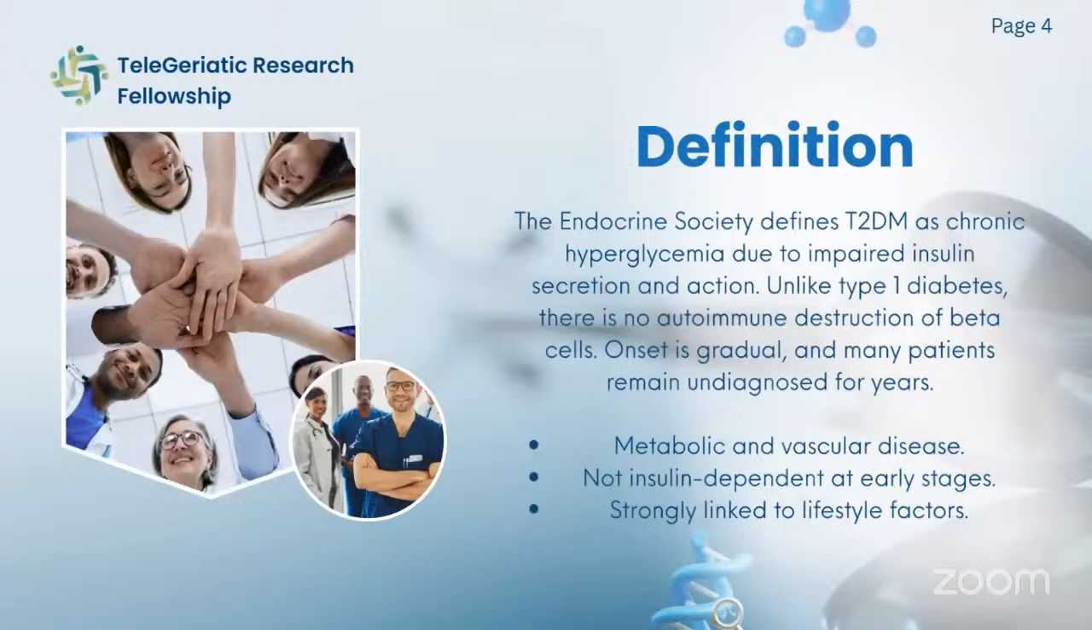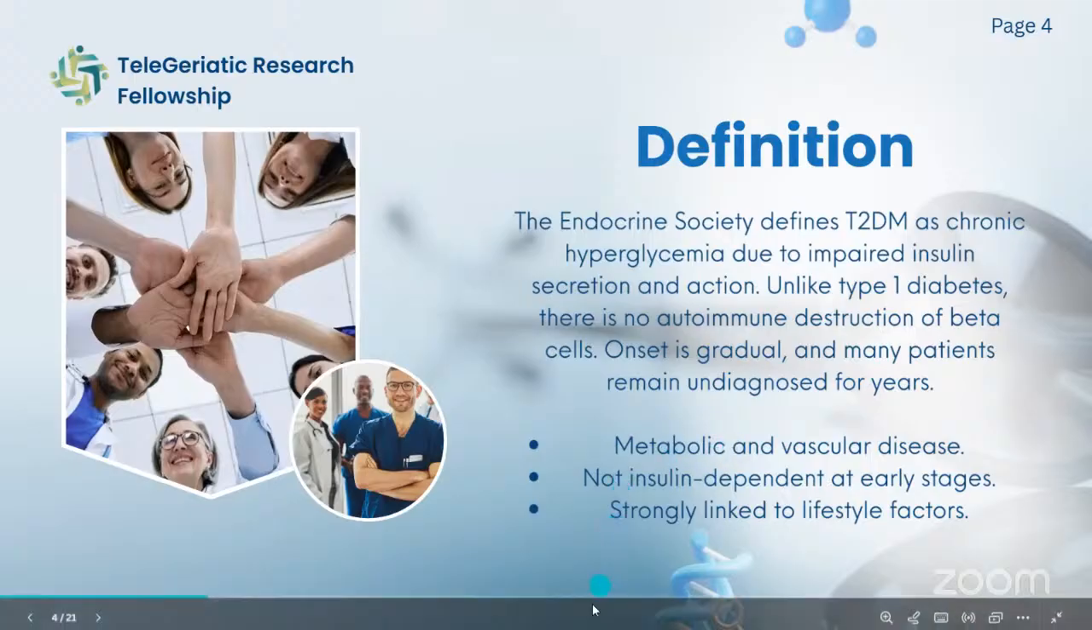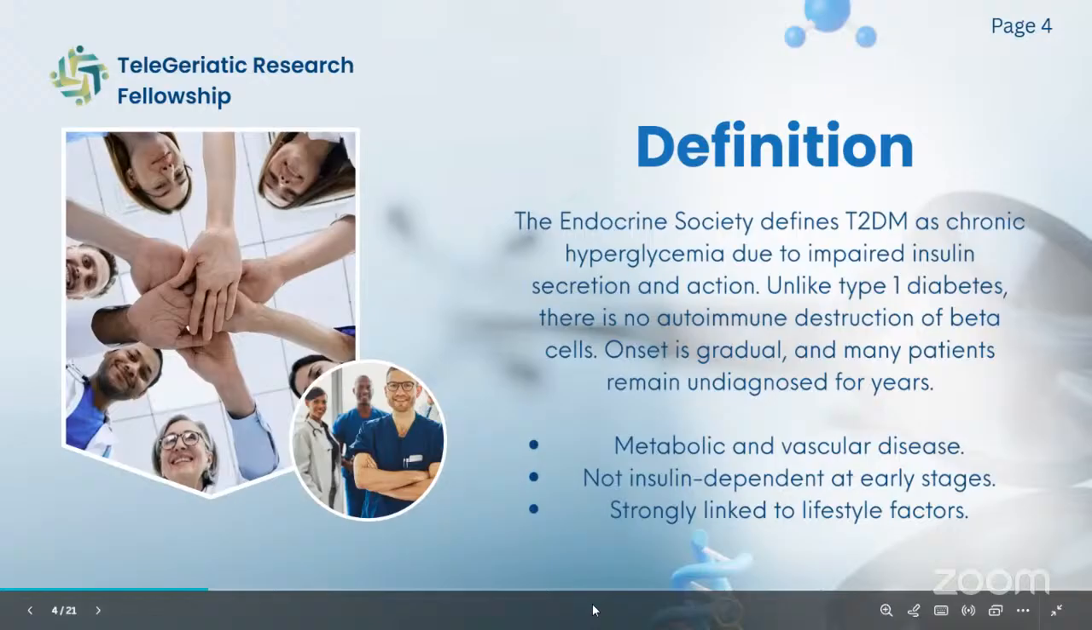The Endocrine Society defines type 2 diabetes as chronic hyperglycemia due to impaired insulin secretion and action. Unlike type 1 diabetes, there is no autoimmune destruction of beta cells. Onset is gradual, and many patients remain undiagnosed for years. It is a metabolic and vascular disease, and it is not insulin dependent at early stages. It is strongly linked to lifestyle factors.